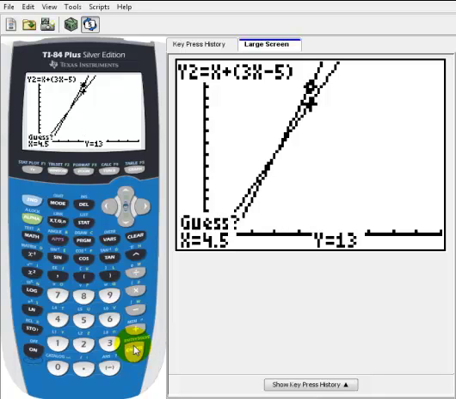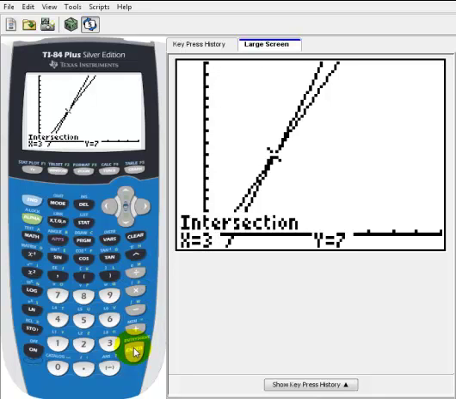Okay, and again, you're going to be asked for a guess. I would recommend your left and right arrow keys are what you want to use. I would recommend trying to get the cursor as close to where you think those two lines intersect as possible. Probably went a little too far there. Right in there is close enough. When you've got a guess that you think is reasonable, press enter, and that gives you the ordered pair for the intersection point.